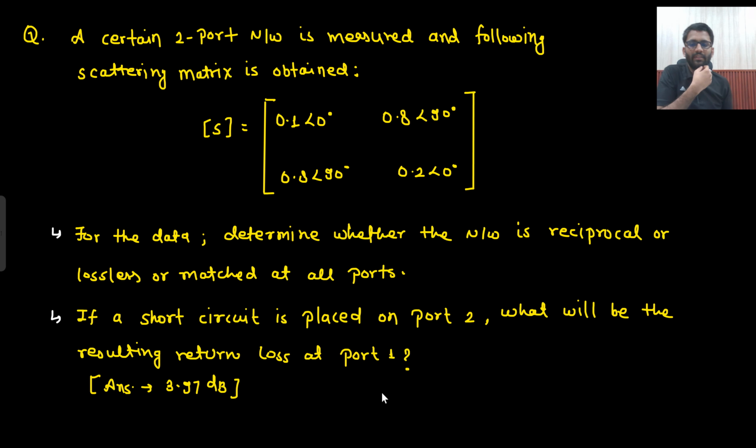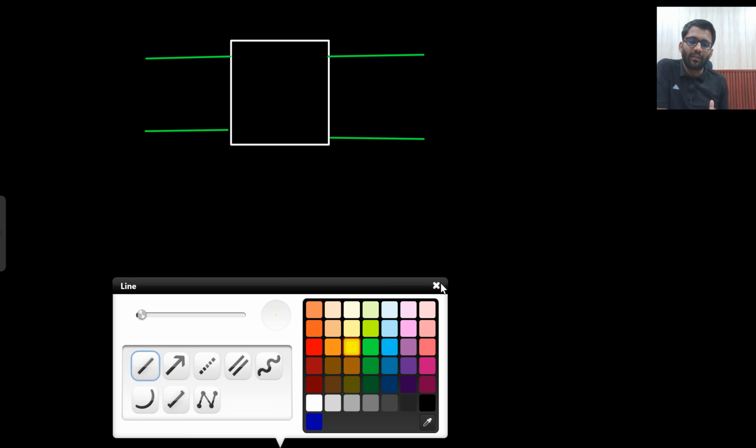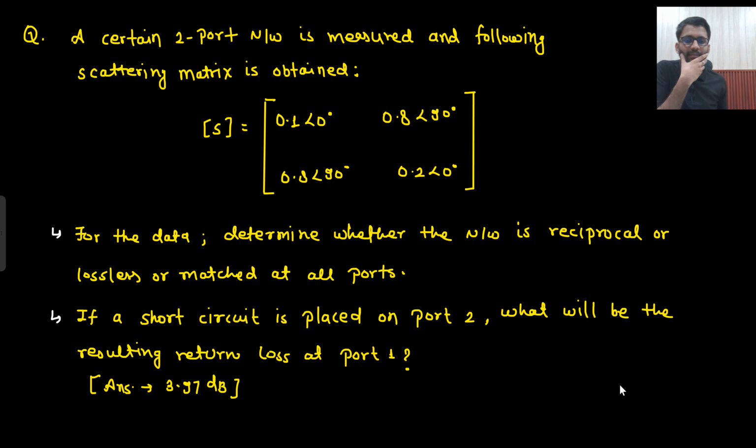Now let's solve the second one. What they are saying: if a short circuit is placed at port 2, this was your scattering parameter, this would have been your transmission line, and a short circuit is placed here, this would have been your port 1. Then what will be the resulting return loss at port 1?